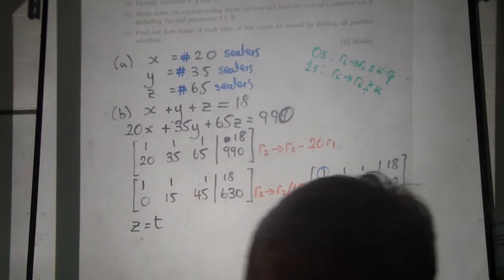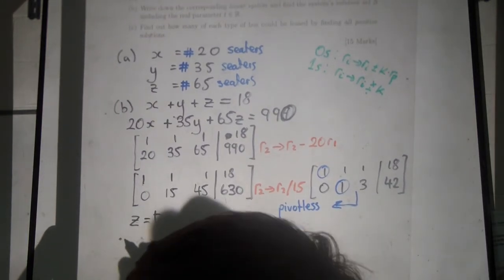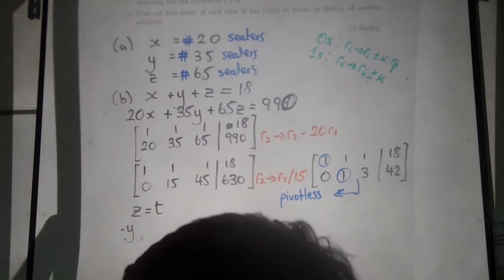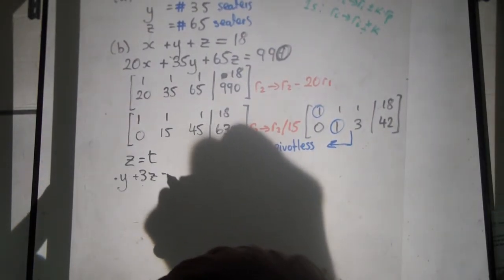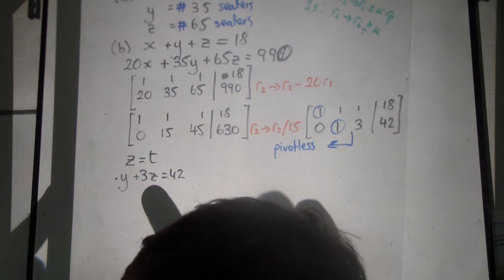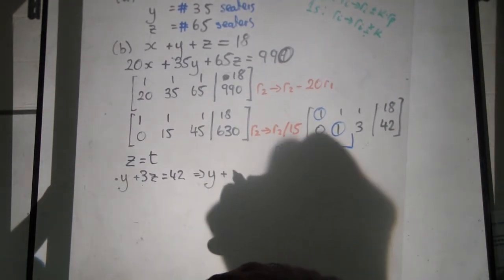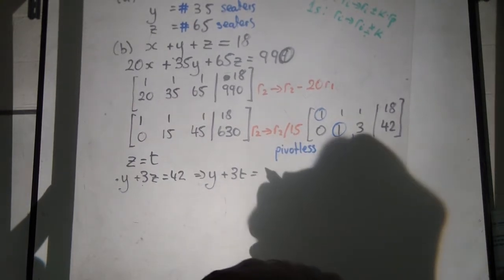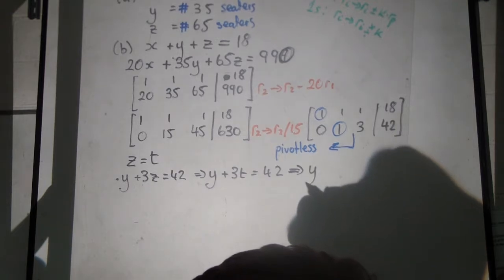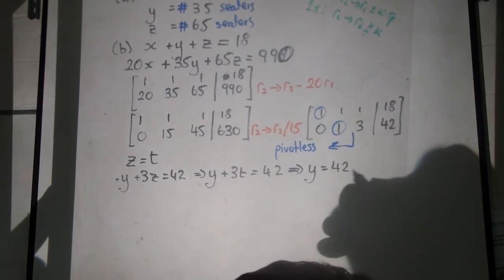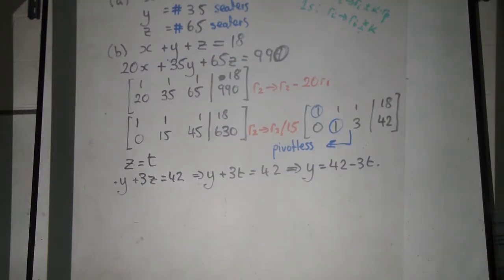Okay, so Z equal to T anyway, and now we're looking at the second row, which reads Y plus 3 times Z is equal to 42. And we know Z is equal to T. So we have Y plus 3T is equal to 42, and take away 3T from both sides. Y is equal to 42 minus 3T. And as I said, you can go a bit faster on that if you want.